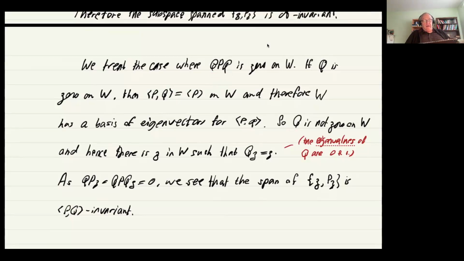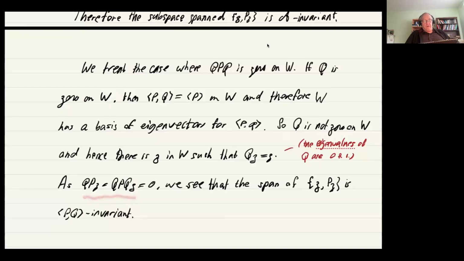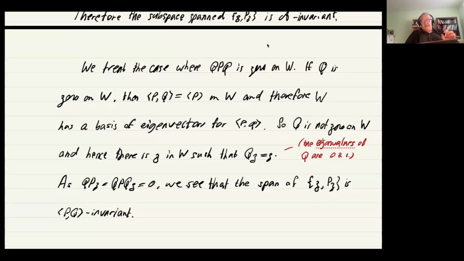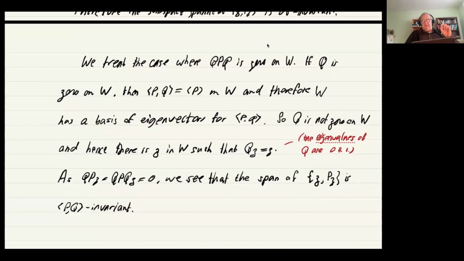And then as before, as QPZ equals QPZ, this is equal to 0, you see that the span of Z and PZ is PQ invariant. So in either case, we get that the span of Z and PZ is PQ invariant. And so we have a two-dimensional invariant subspace, and therefore we can decompose W into two-dimensional subspaces, which means that we can write any matrix in the algebra of P and Q as a block diagonal matrix where we have some ones corresponding to the common eigenvectors and then a bunch of 2 by 2 blocks.